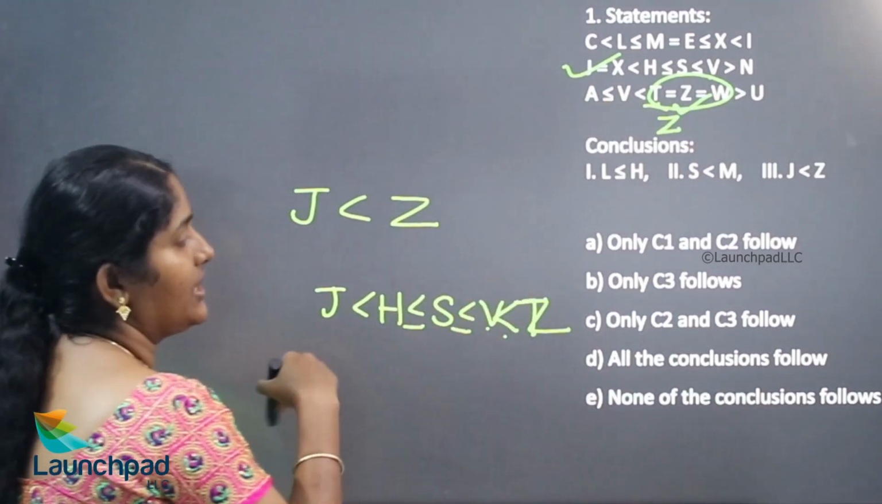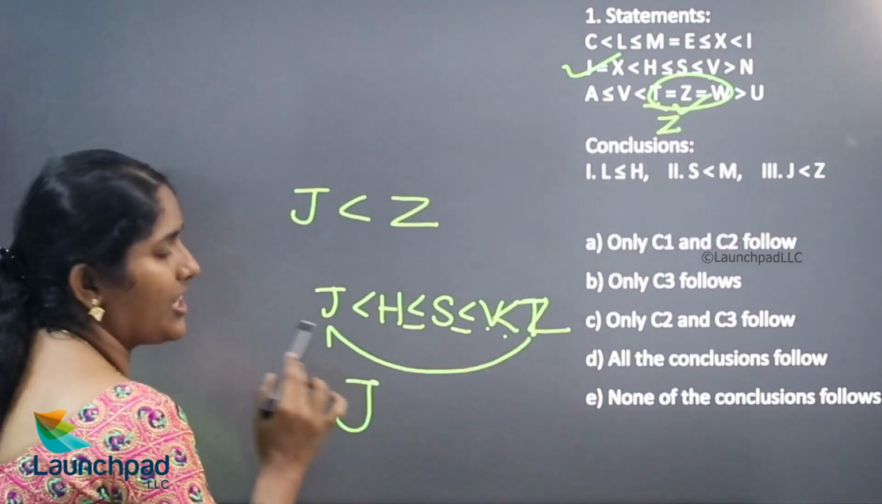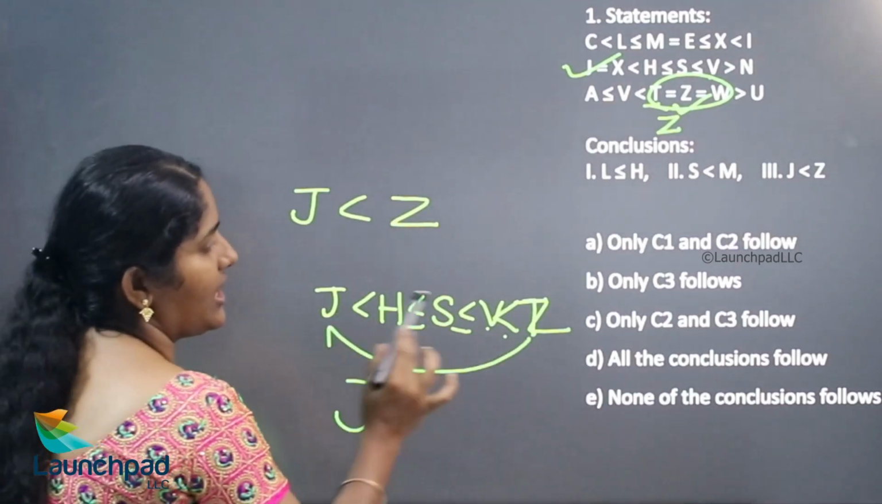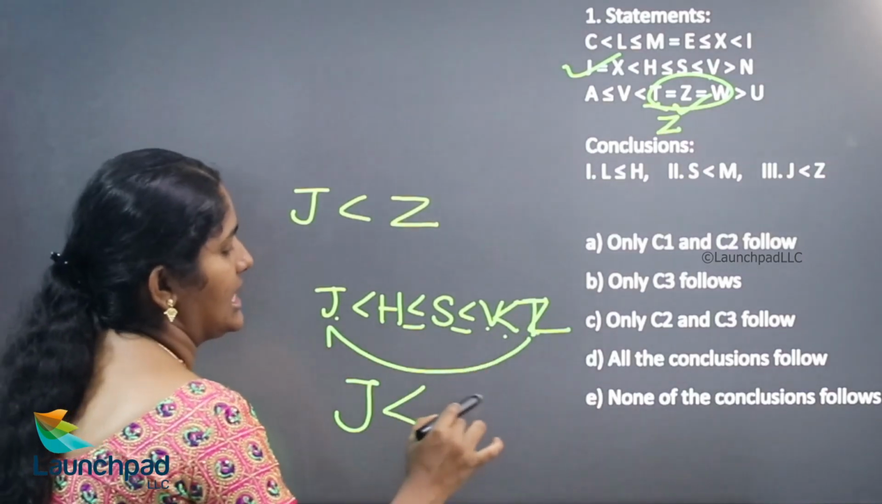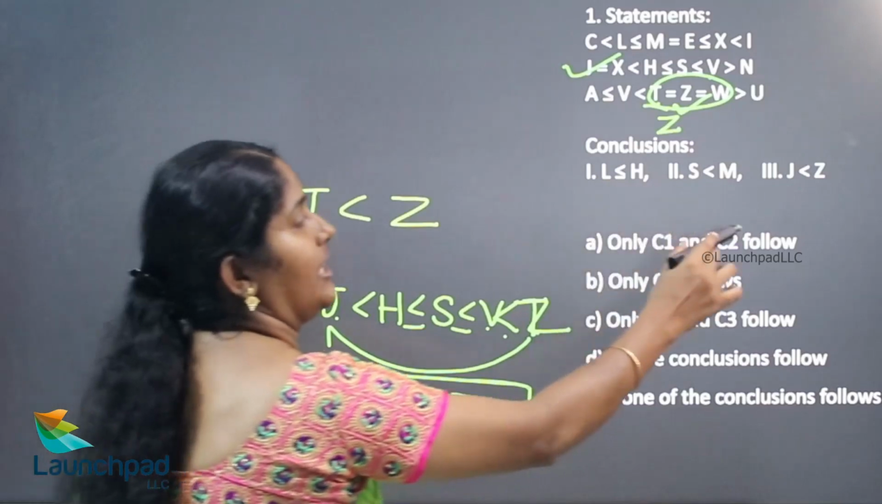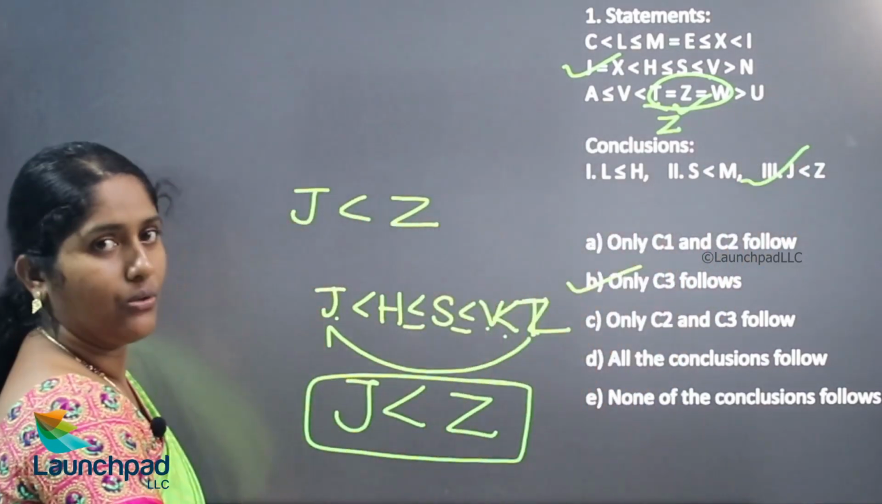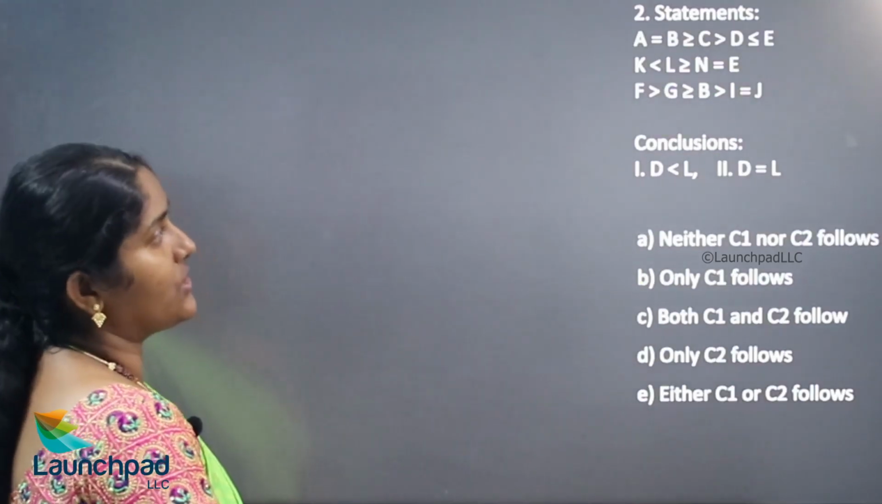Now your question, J less than Z. What is the common symbol between J and Z? J is less than Z. Your answer is option 3, which is correct. Only conclusion 3 follows. We'll move on to your next question.